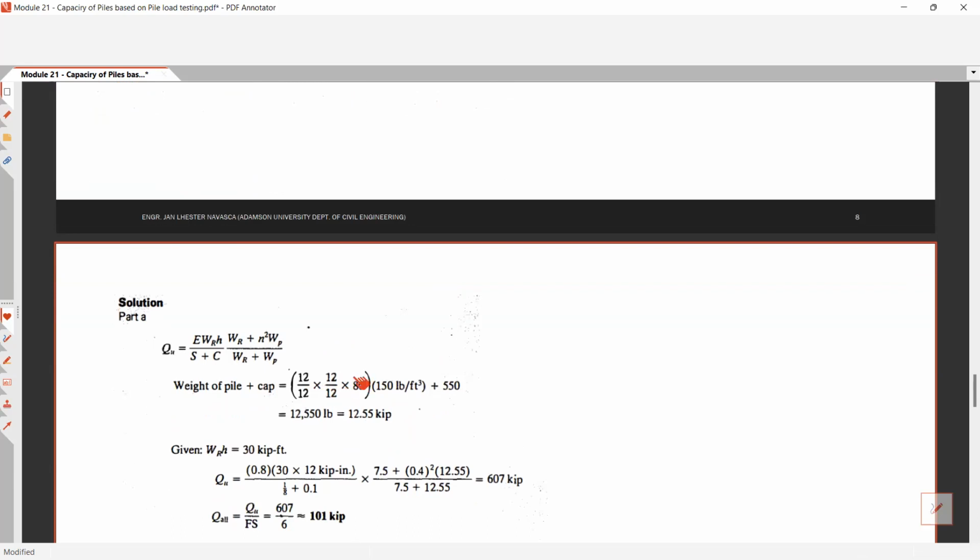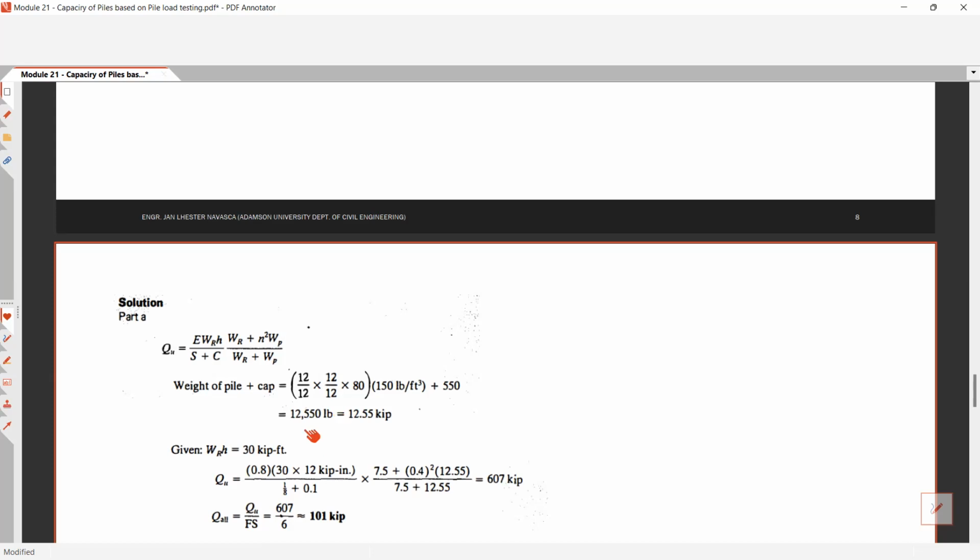So ito yung total volume ng one pile. Multiplied mo siya sa unit weight of concrete plus 550. Therefore, you have 12,550 pounds. And that is equivalent to 12.55 kips. Yan yung weight of pile cap mo.